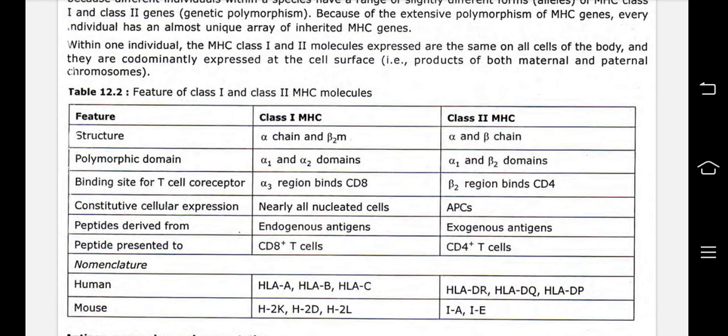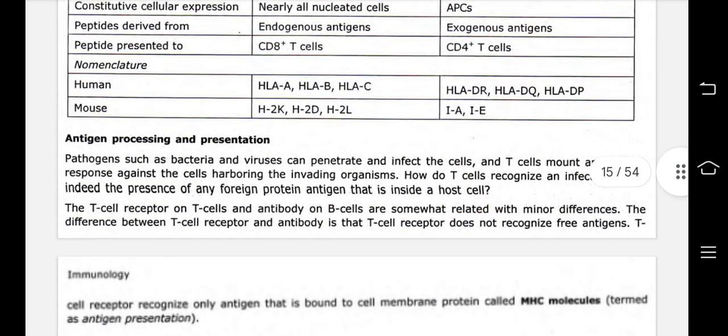Then constitutive cellular expression: nearly all nucleated cells for class 1, and APCs for class 2. Peptides are derived from endogenous antigens for class 1 and exogenous antigens for class 2. Peptides are presented to CD8 plus T cells and CD4 plus T cells respectively. Then nomenclature, here we can see. Then antigen processing and presentation.